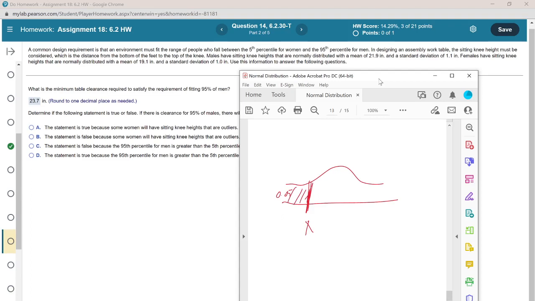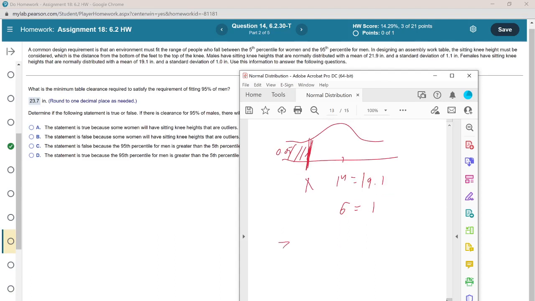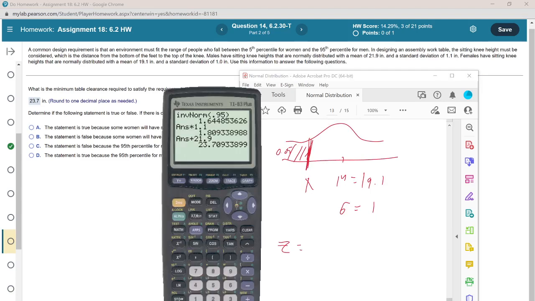For the woman case, the mean is given, 19.1, and the standard deviation is 1. In this case, we don't know how to find the x using the technology, but we can find the z-score. On my calculator I use second, distribution, number 3, and if I put 0.05, which is 5%, to the left, the z-score is negative 1.64.